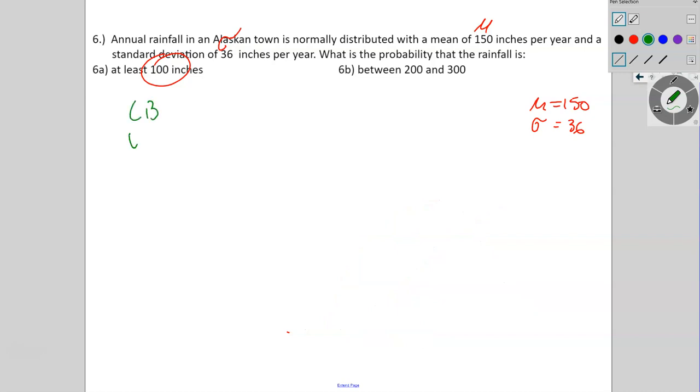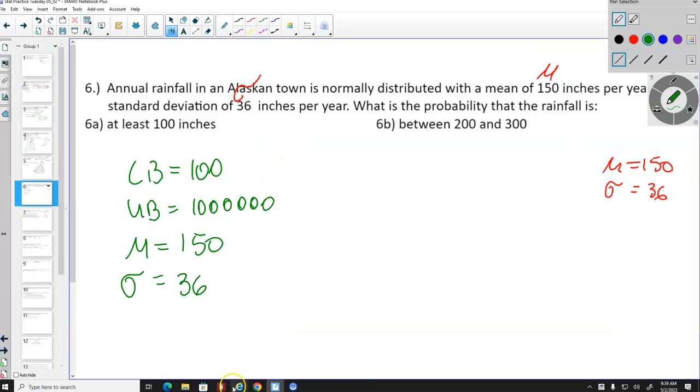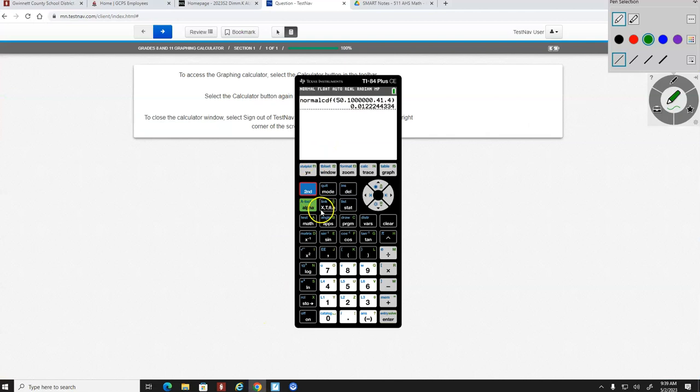So lower bound, upper bound, mu, that's 150. Standard deviation is 36. Of course, if we're doing at least 100 inches, it means I cannot have 99 inches. It has to be 100 or more. So 100 is my lower bound, and 1 million will be my upper bound. So going back to my calculator, we're doing second vars, second option. Okay, so again, 150. Nope. What was my lower bound? 100 was my lower bound.